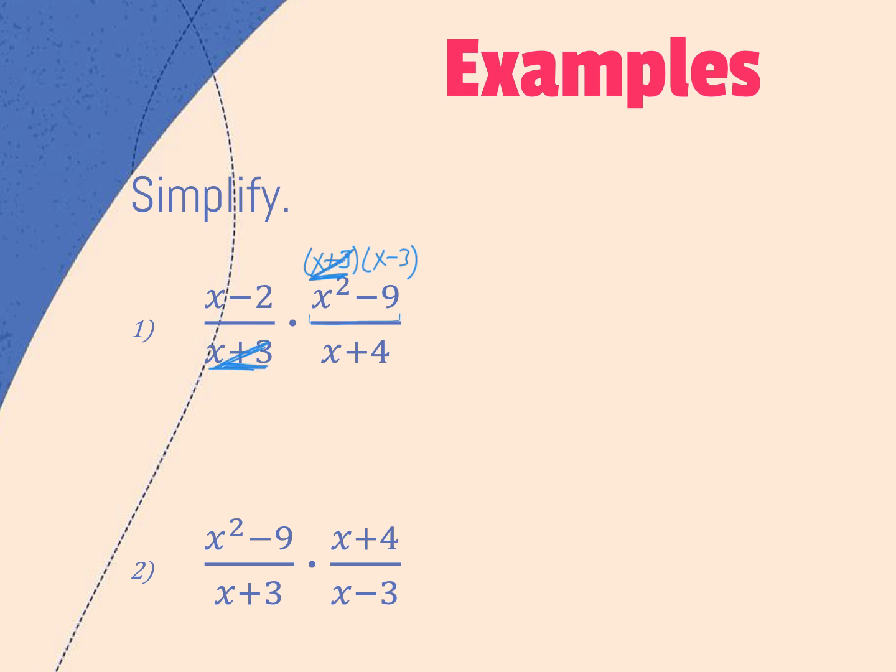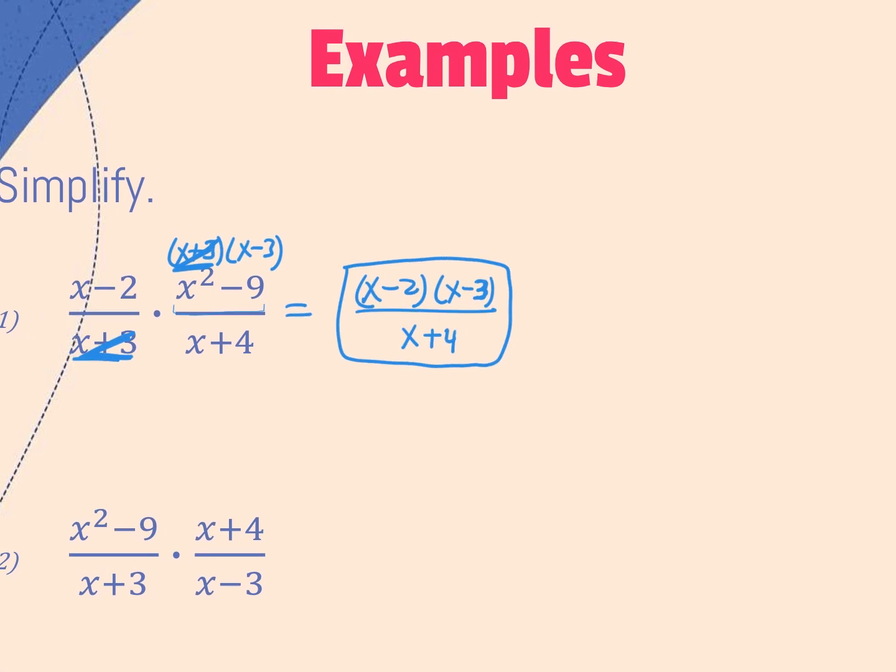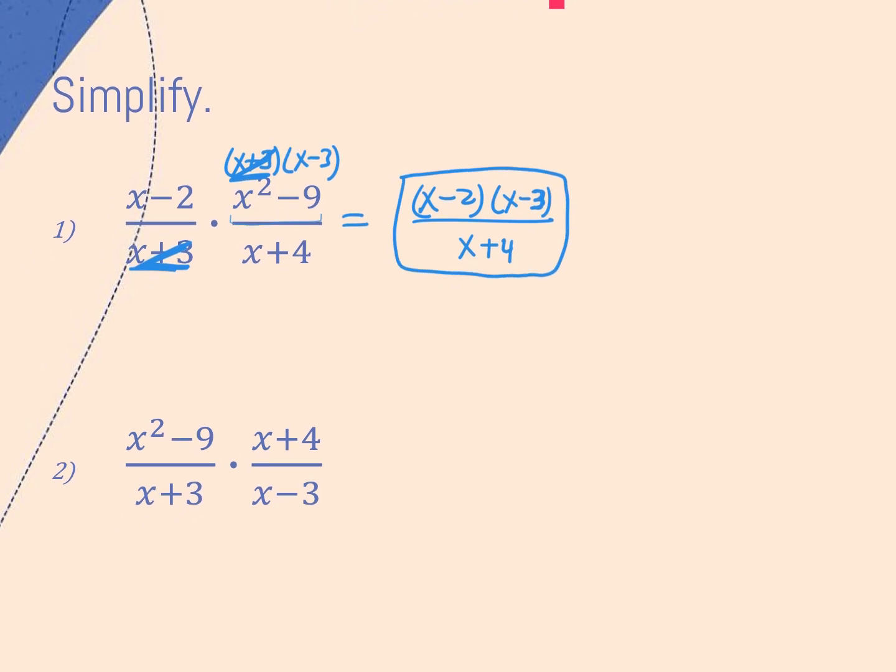So if we cross cancel, the x plus 3's go away, and the only thing that we're left with on top is the original x minus 2, and then the x minus 3 that we got from factoring the difference of squares. And the only thing left on the bottom after canceling is x plus 4. There's nothing more we can factor, so I can leave it. You can choose to FOIL it if you want to. I wouldn't. I would just leave it like this. I'm telling you guys that it's okay to leave the top and the bottom factored. You don't have to FOIL it. That's going to create a little bit more work for you.